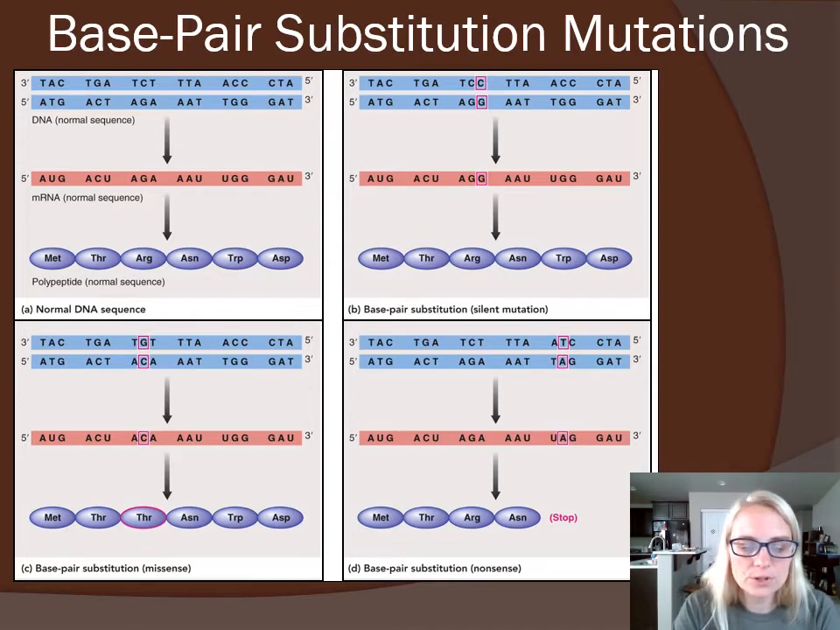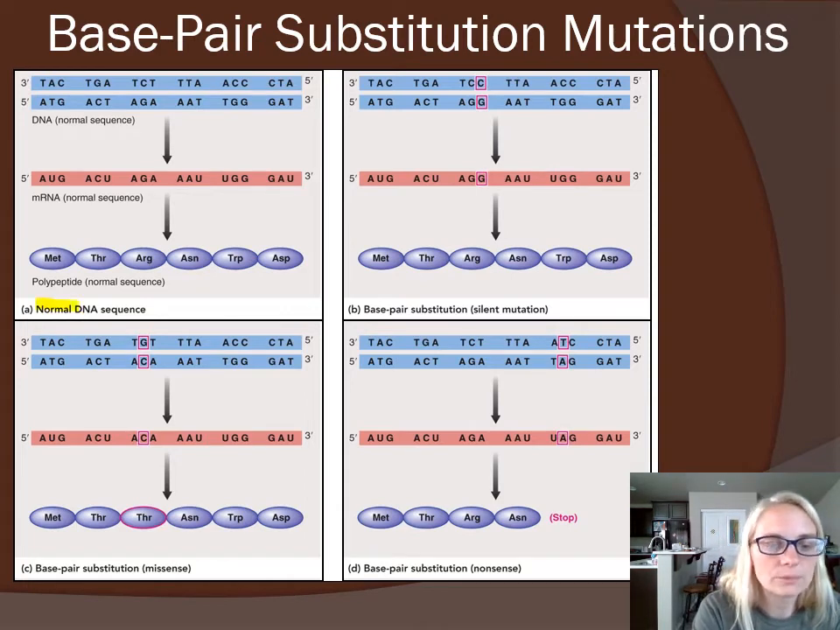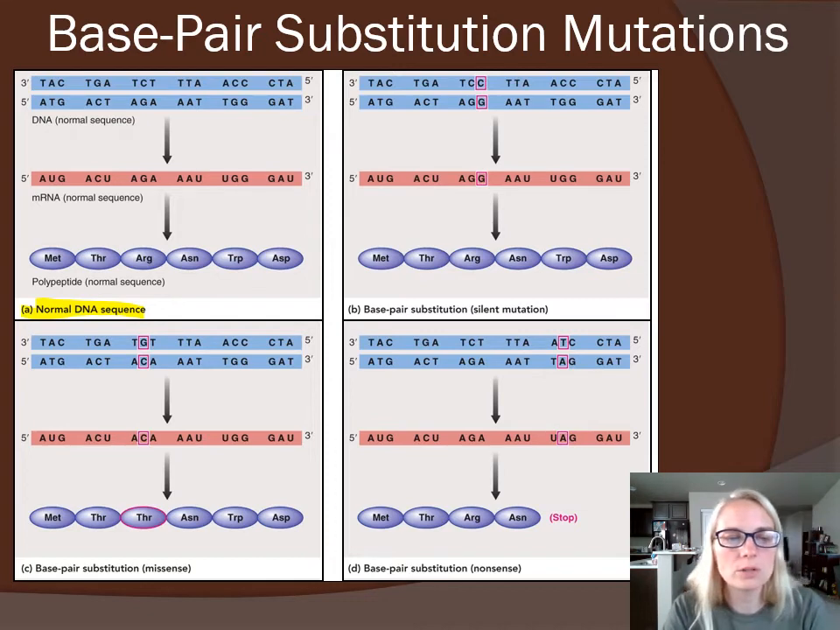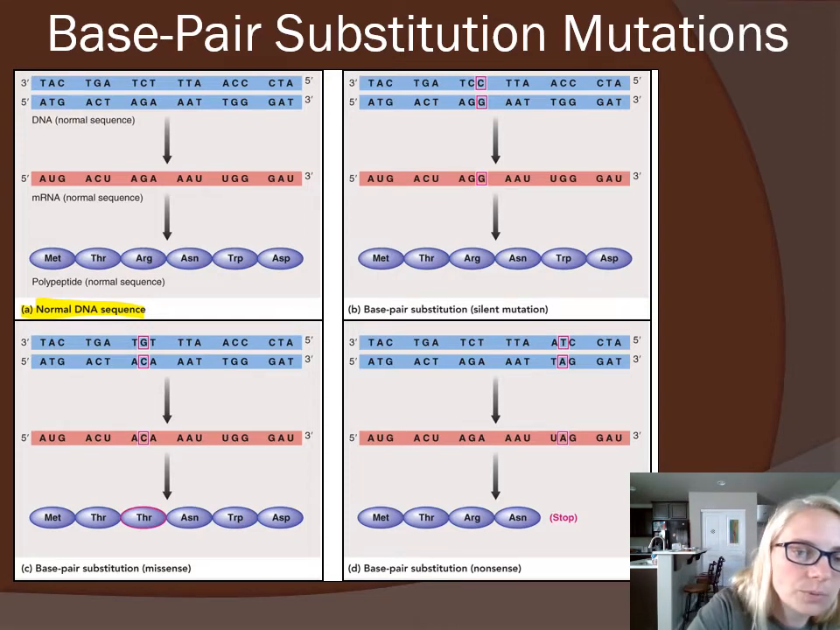In this first panel, this is the normal. The blue sequence is our double-stranded DNA, the red sequence is our mRNA, and the proper amino acid sequence is methionine, threonine, arginine, asparagine, tryptophan, and aspartic acid. All right, so that's normal. But let's say a mutation happens.